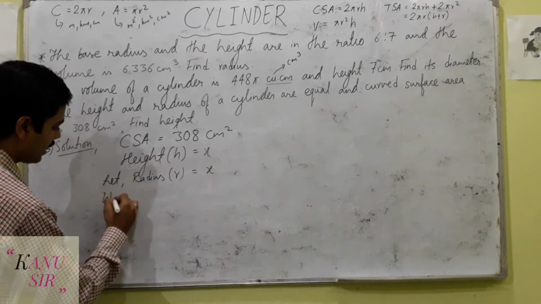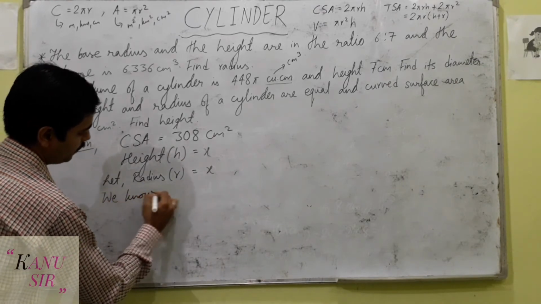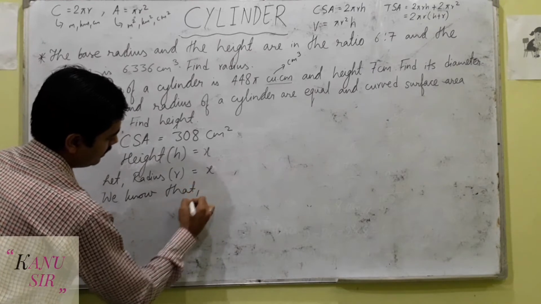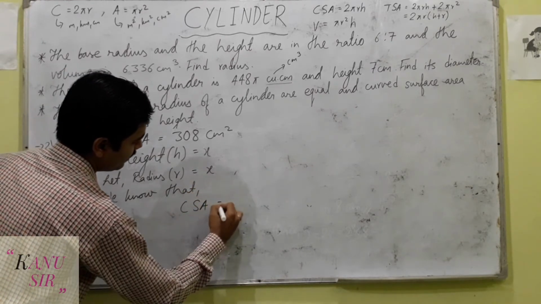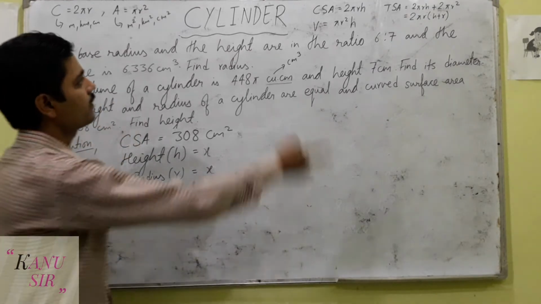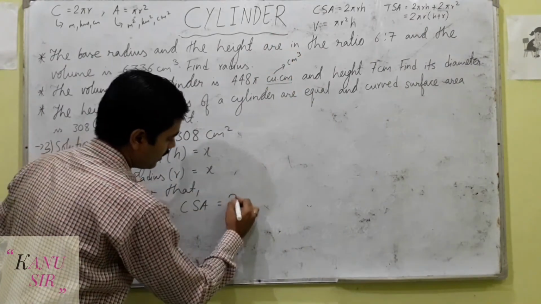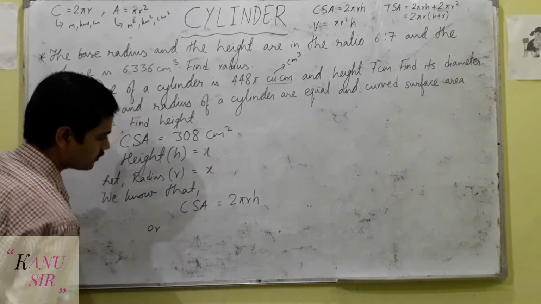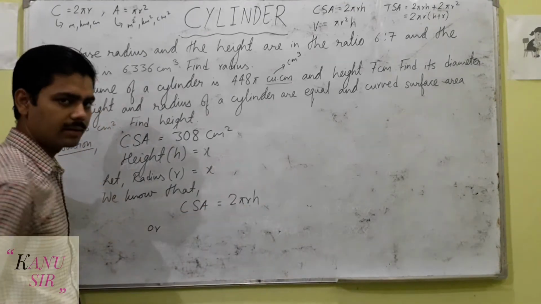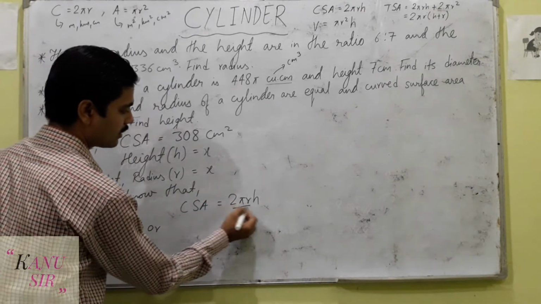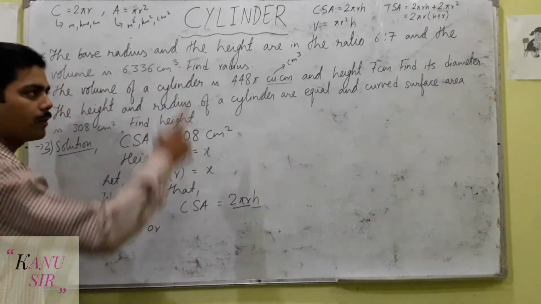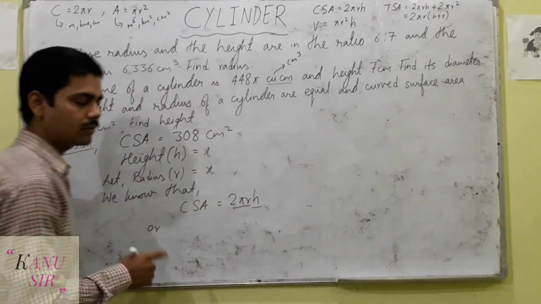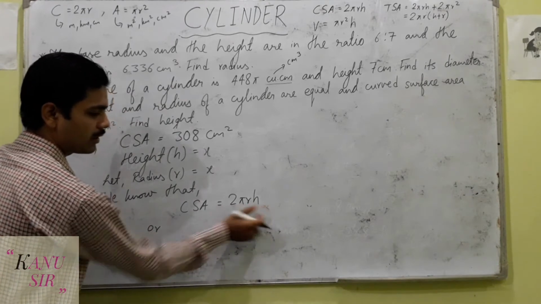Then we know that CSA, the curved surface area, and remember the formula, that is 2 pi r h, or CSA is length into breadth. It is like a length and breadth. For that you can go up to the I button and see the previous videos. You will understand what I am trying to say here.